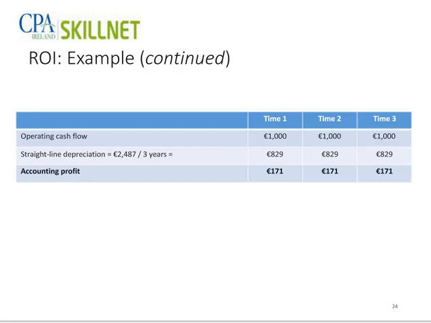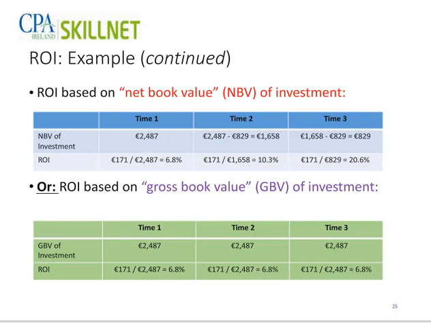Let's see what the impact would be on return on investment if the division manager were to accept this. Well, first of all, the accounting profit impact. In all 3 years, the accounting profit impact would be positive €171. That's because in each of the 3 years the cash flow is €1,000, and for purposes of this illustration I've assumed a straight line depreciation, which gives €829 per year. So every year the profit impact is positive.